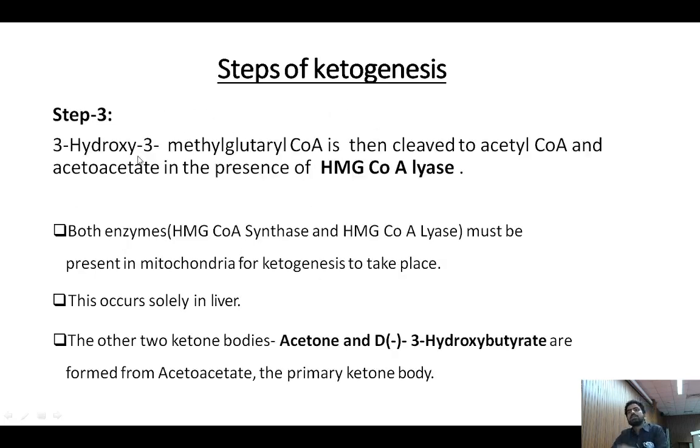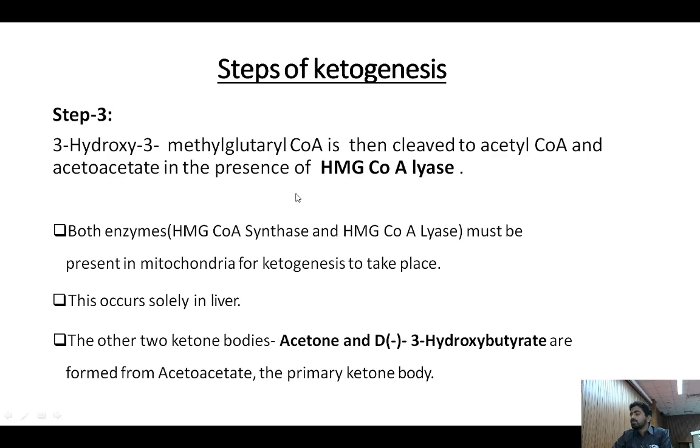In the third step, HMG coenzyme A is cleaved into acetyl coenzyme A and acetoacetate. So this HMG coenzyme A is getting broken down into acetyl coenzyme A and acetoacetate. The enzyme is HMG coenzyme A lyase. Basically, it is causing the breakdown of HMG coenzyme A. Both these enzymes, HMG coenzyme A synthase and lyase, must be present in mitochondria for ketogenesis to take place. That's why it only happens in liver mitochondria.